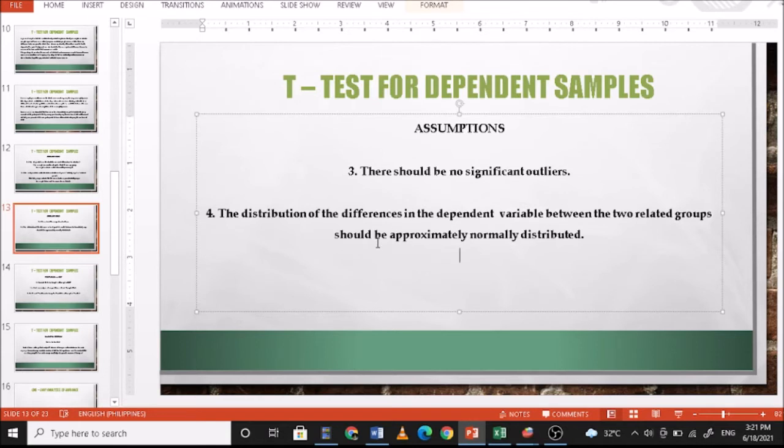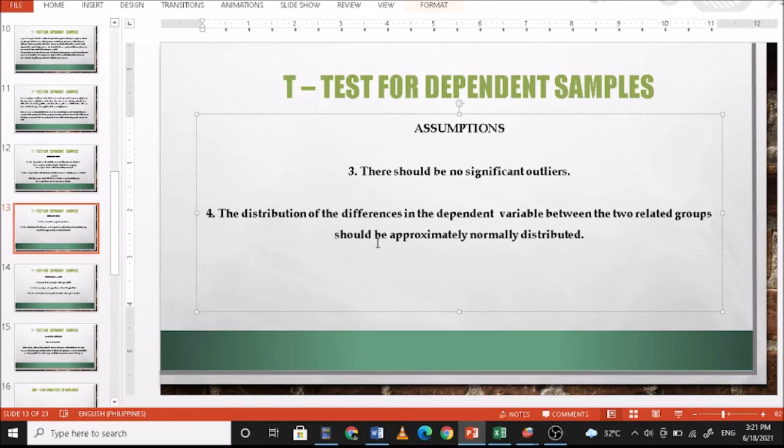Assumption 3, there should be no significant outliers. So we discuss outliers in your normal distribution. At first glance, you can detect if one of the values in the dataset is way beyond the norm, or does not conform to what is usually present in your dataset. If there are significant outliers, then you should remove those from your dataset.